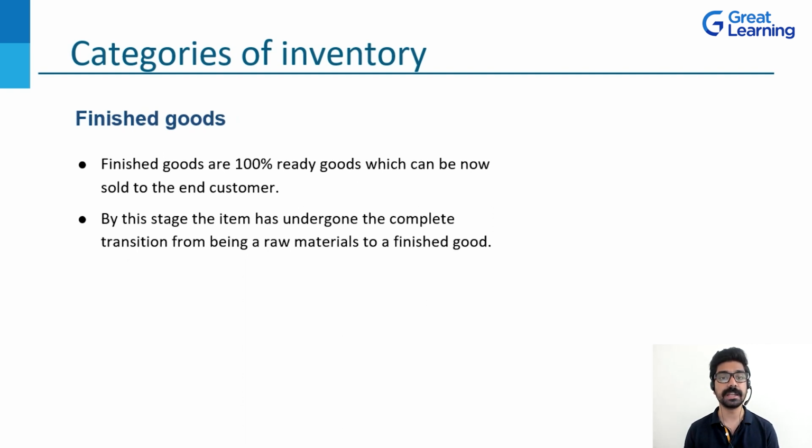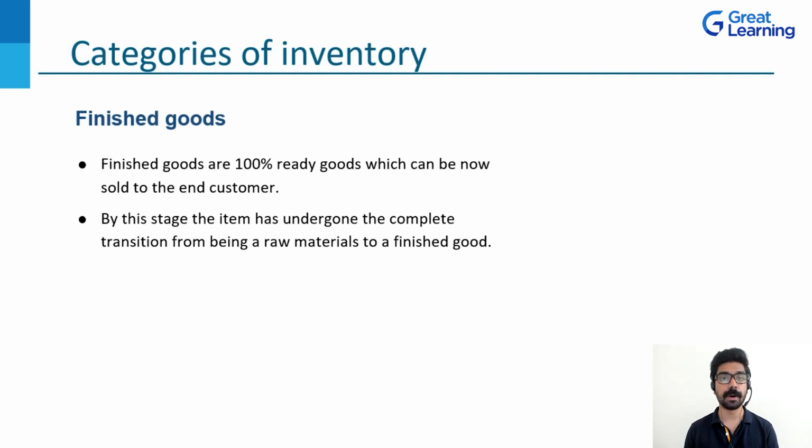Finished goods are 100% ready goods which can now be sold to the end customers. In the finished goods category, the raw material has been completely transformed into a ready product, so the product can be sold to the end customers and is ready to be used by them. Here we are able to make transactions possible, as the complete product can be sold to the end user, and thereby you can liquidate your inventory. In this category, you are able to turn that inventory into a particular amount of money, and that is how we liquidate our inventory through finished goods.